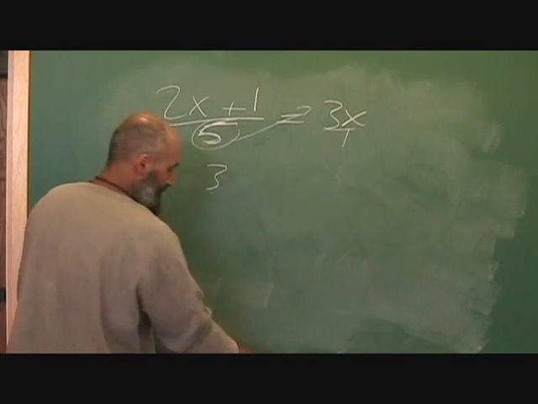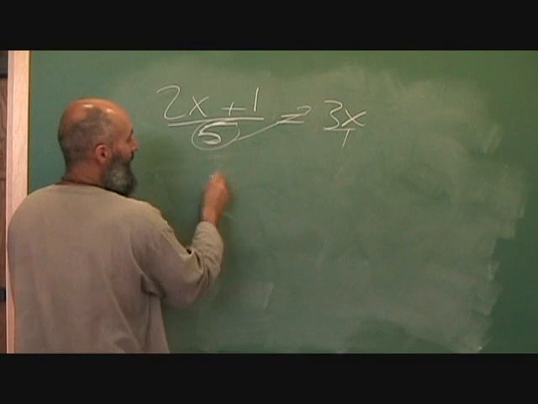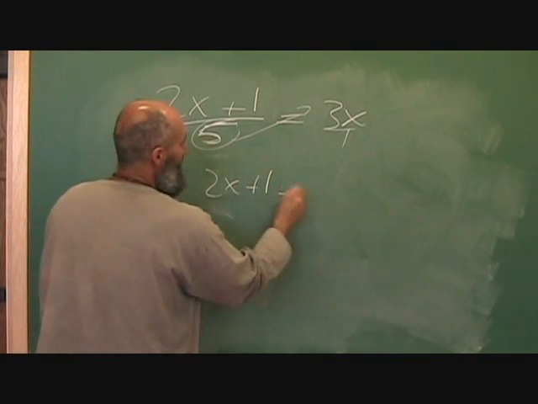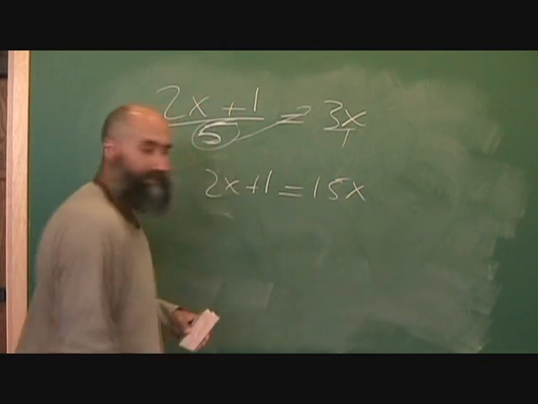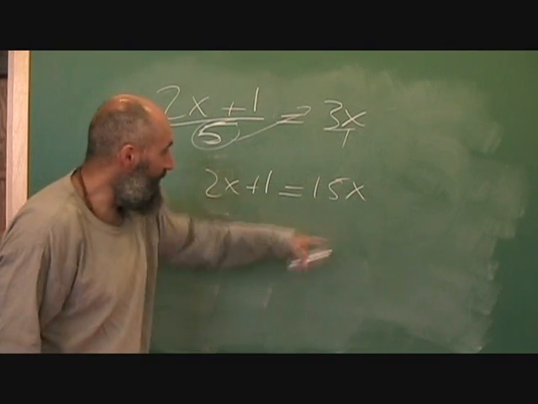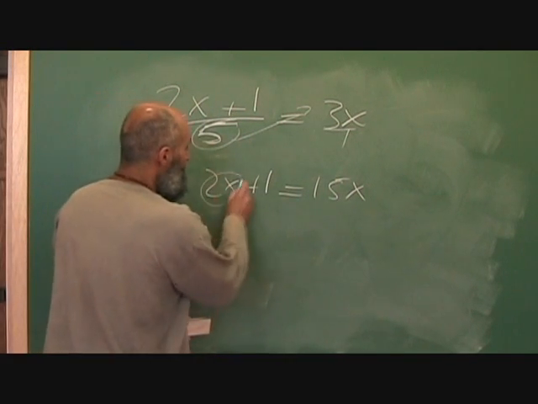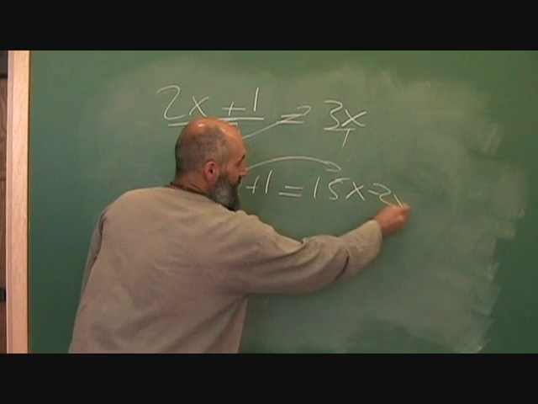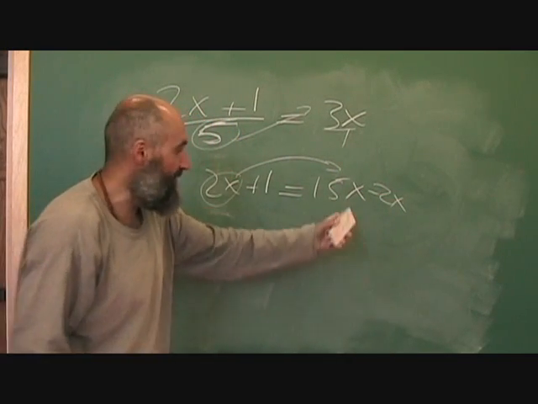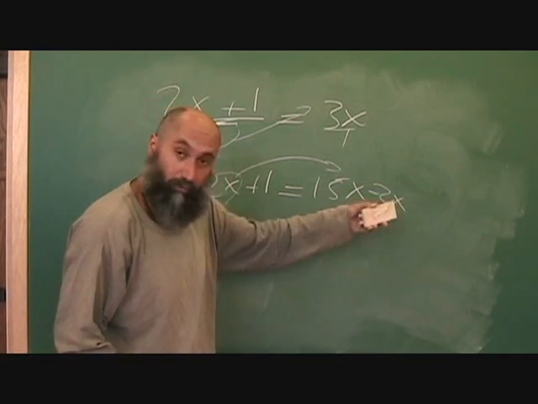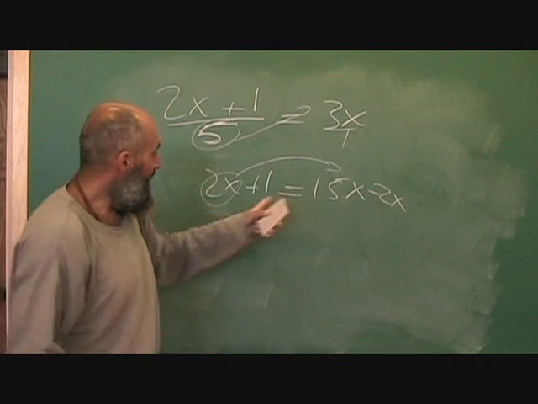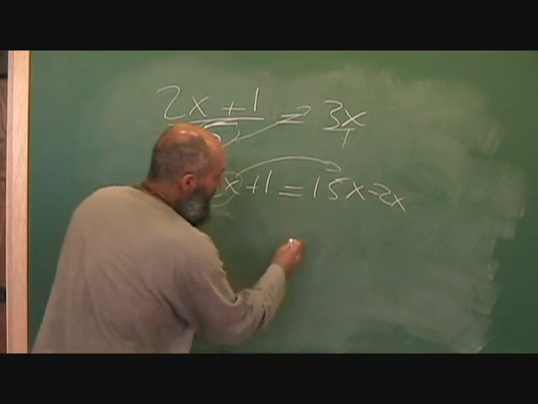So you're going to have 2x plus 1 is equal to 15x, right? And then bring all the x's to one side. So I'm going to grab this one and bring it over on this side. So it's minus 2x because I like to keep my x's positive. 15 is bigger, so I'm bringing the smaller one over, making it negative, right? Now, this side is just 1. Line up your equal sign.